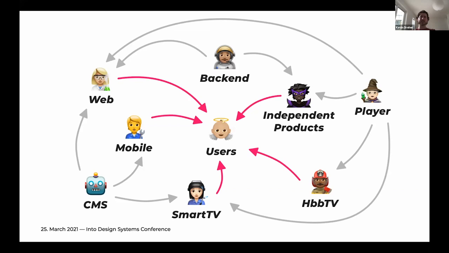So we have chapters for smart TV, etc. And most of our teams deliver to the user. So we have web, mobile, smart TV, HBB TV, and we also have independent products. And we also have fundamental products or teams. For example, the player is in multiple products, the CMS team is in multiple products. And these teams always deliver to all the other platforms that deliver to the user. So not every mobile app that we have needs to develop its own player.